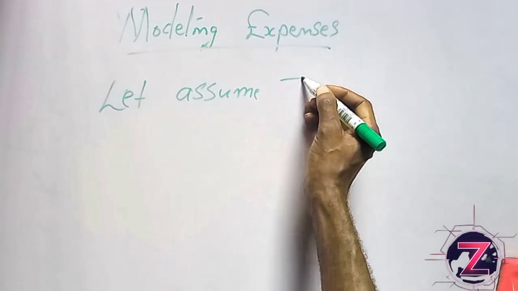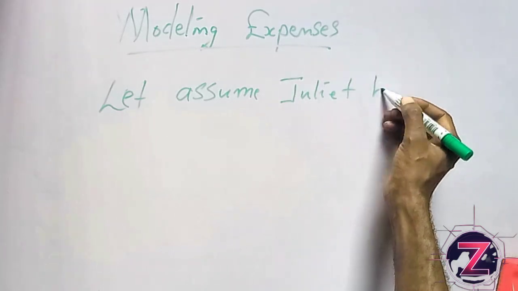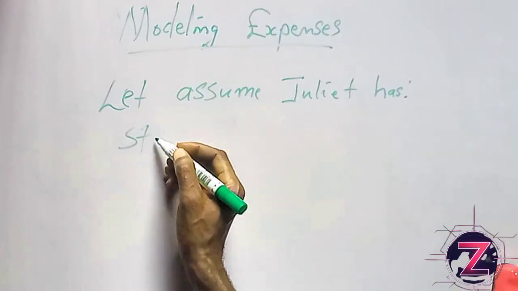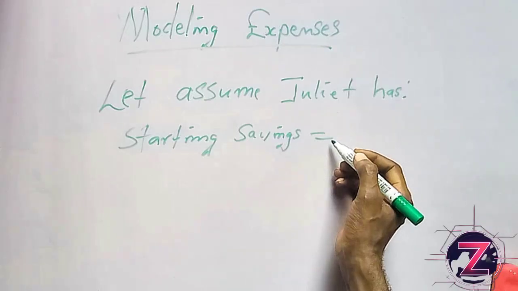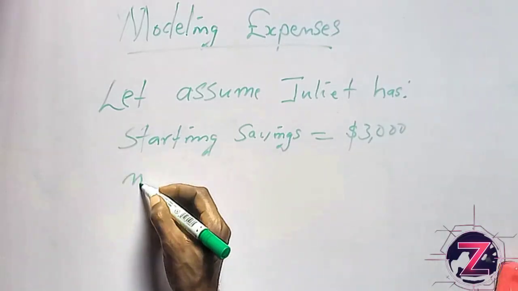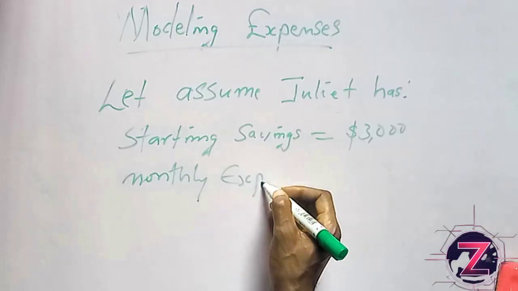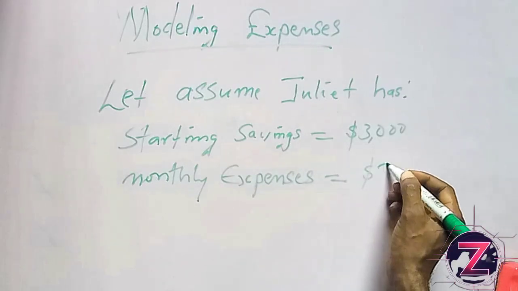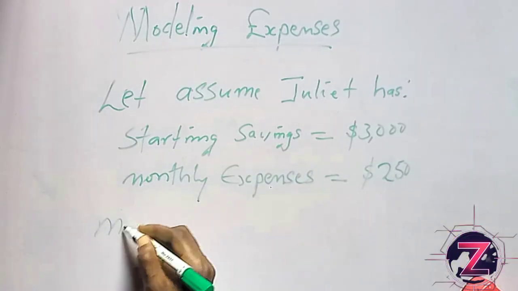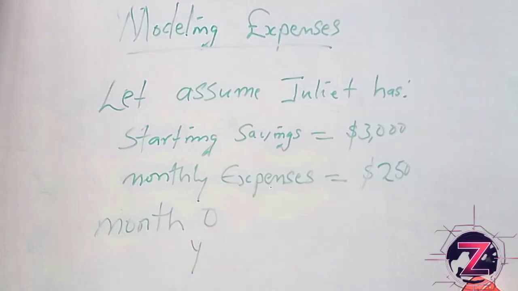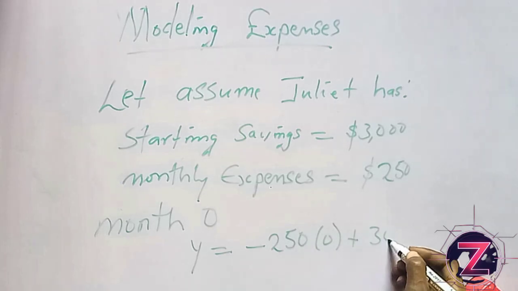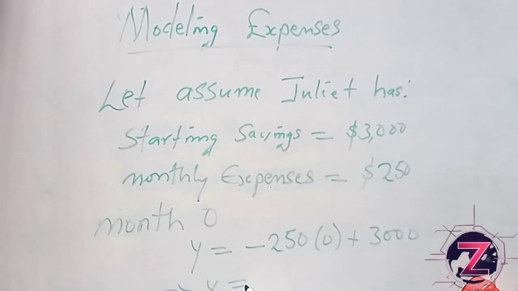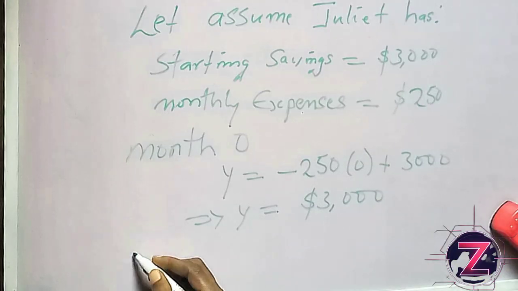In modeling expenses, let's assume that Juliet has a starting savings of $3,000. Then monthly expenses being equal to $250. Therefore, in month 0, her Y will be equal to minus 250 times 0 plus 3,000, which is equal to $3,000. Note the minus sign.